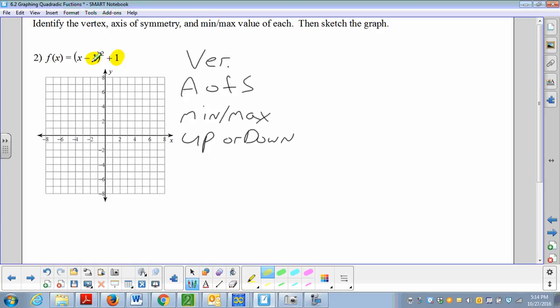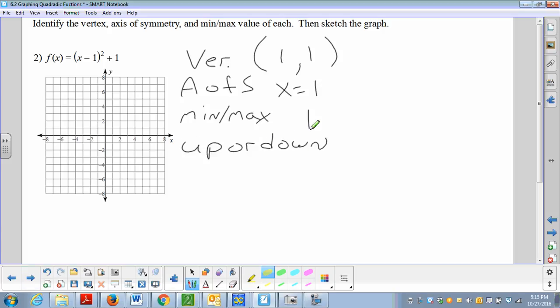Now, since this is negative here, I don't want to deal with that negative. I just want to keep this positive. So that's going to be 1, comma 1 for our vertex. Notice how the k stayed positive, and your h is now positive as well. Now, the axis of symmetry is going to be x equal 1. The axis of symmetry is always whatever the h value is. Now, the max and min is going to be 1. That's whatever the k value is.